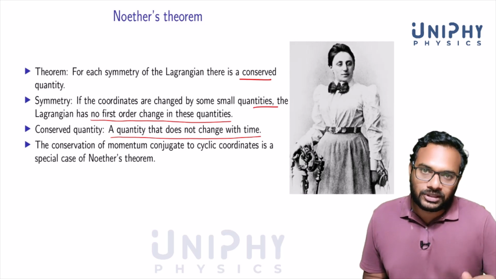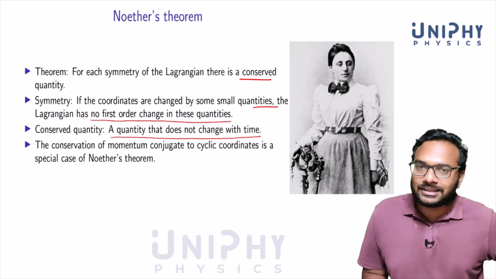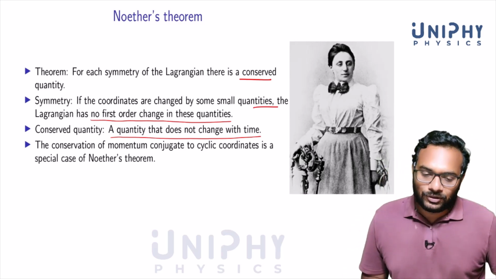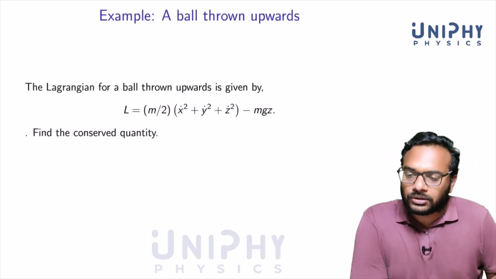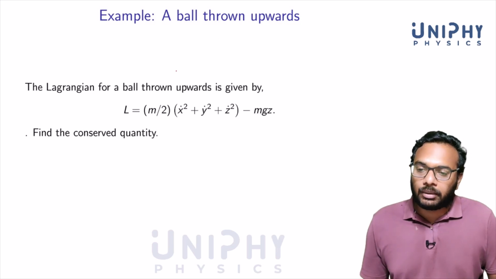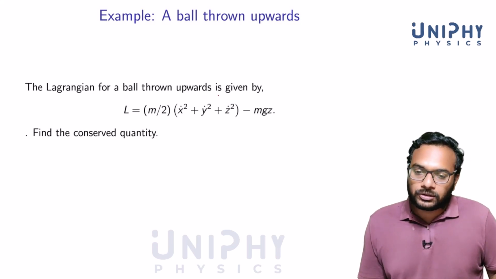That's why I have put a photo of her here, because she is such an important person for all of physics. Now let's look at an example. We are talking about a ball thrown upwards. The Lagrangian for a ball thrown upwards is given by this.